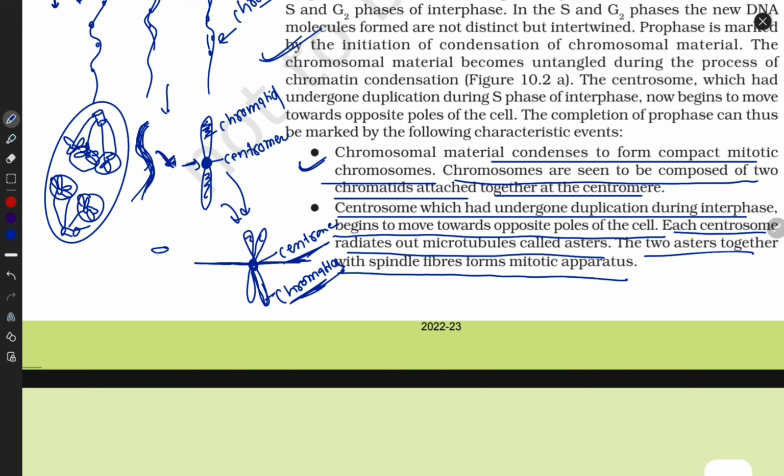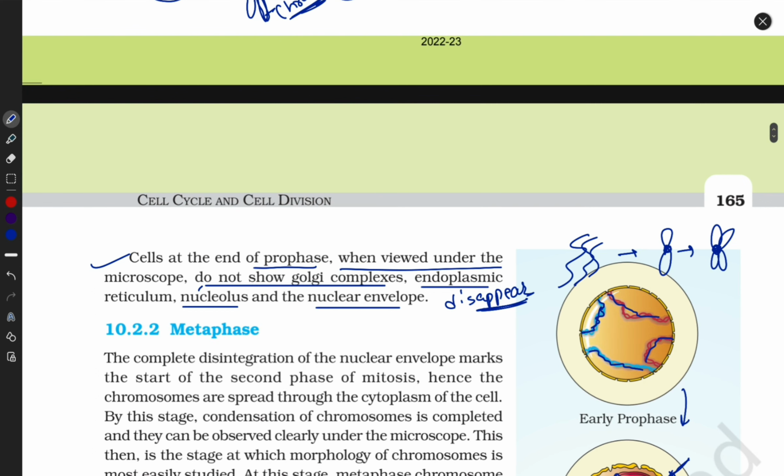Asters are connected by the centriole. This part is connected with the centriole and this part is connected with the centromere. Here is another centriole; this part is connected with the centriole and this part with the centromere. And next, the nuclear envelope disappears, the nucleolus starts to disappear, the endoplasmic reticulum starts to disappear, and the Golgi complex starts to disappear. So these are all the phenomena that occur in prophase.